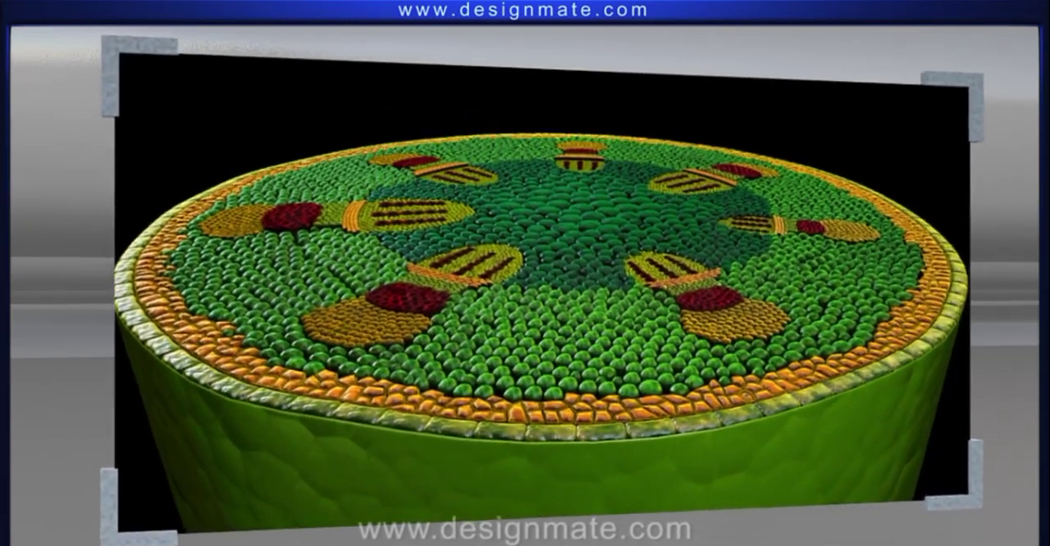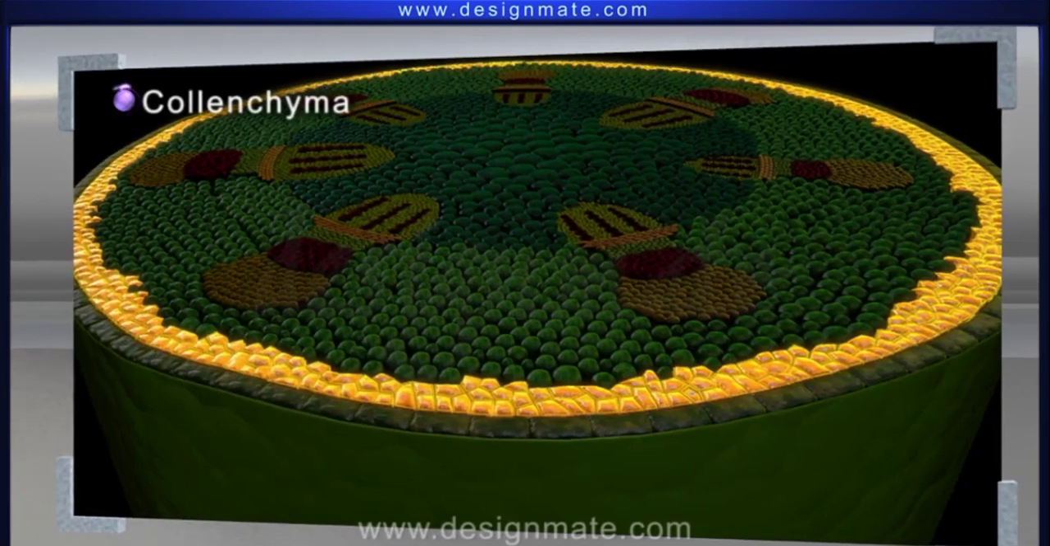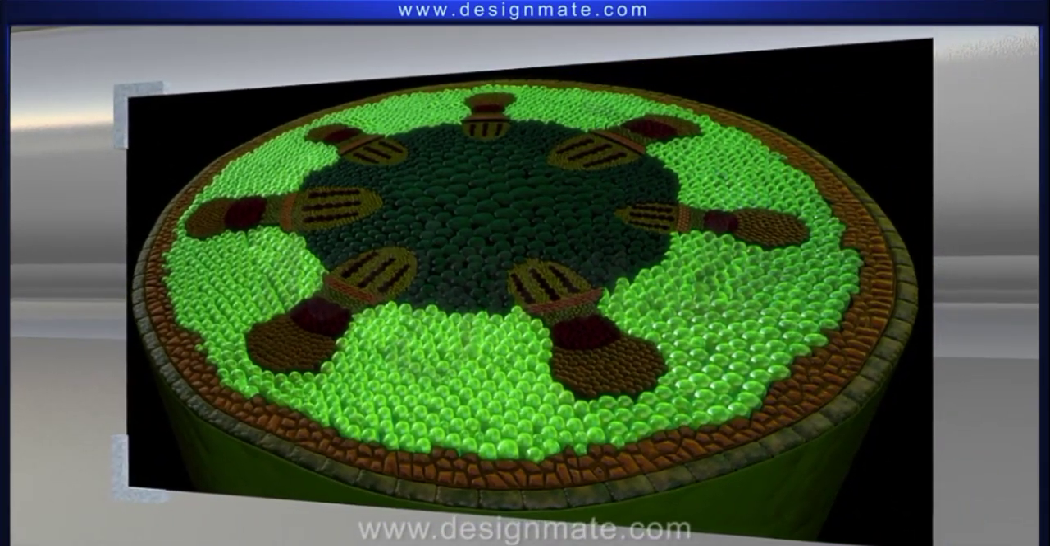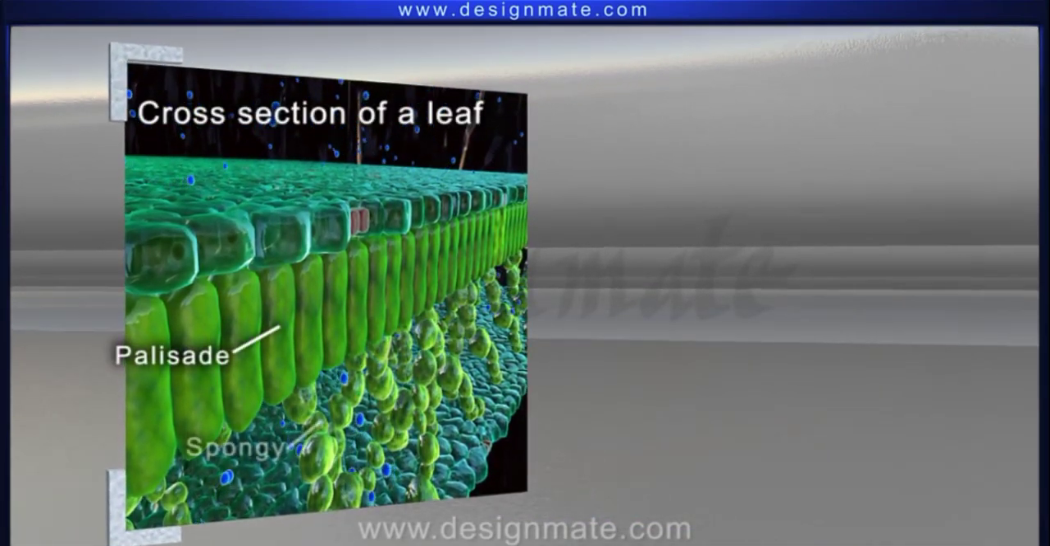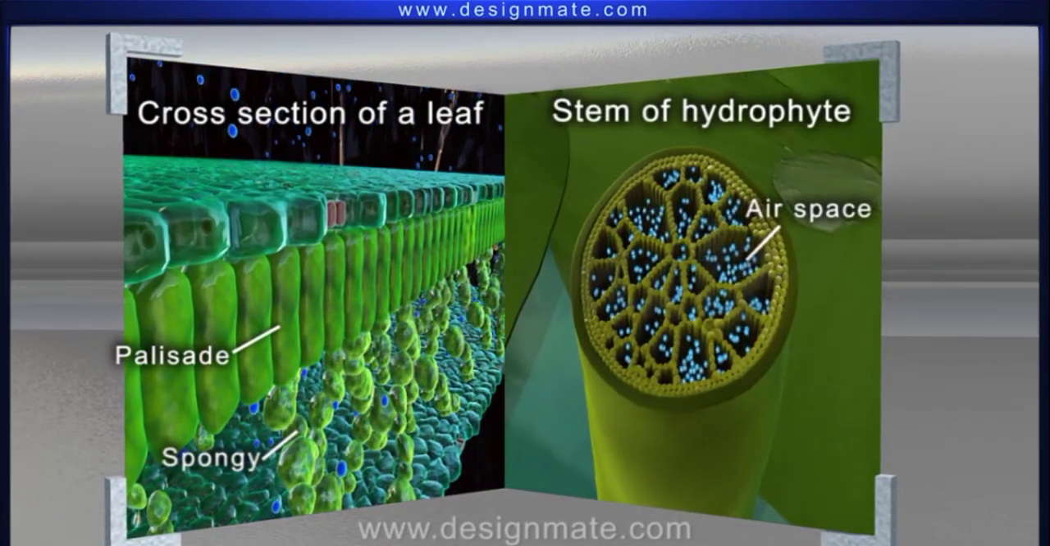Recap: the simple permanent tissue is present in mesophytes. The cross-section of the stem shows collenchyma and parenchyma tissues, and the cross-section of a leaf shows palisade and spongy sclerenchyma tissues. The stem of the hydrophyte shows numerous air spaces.